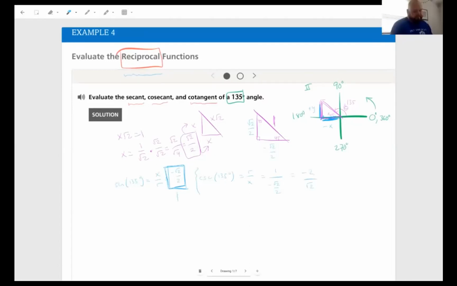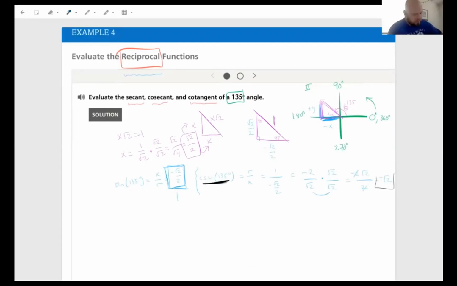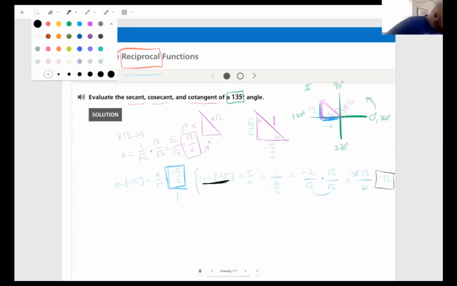And in calculus, you can leave your answer this way, but in algebra 2, you need to work on rationalizing the denominator. So we're going to multiply by root 2 on the bottom, root 2 on the top. That's going to give me 2 root 2 on the top. And remember, this is root 4, but it really just simplifies to 2. The 2's cancel, and we're left with negative root 2. So my cosecant 135 is negative root 2.